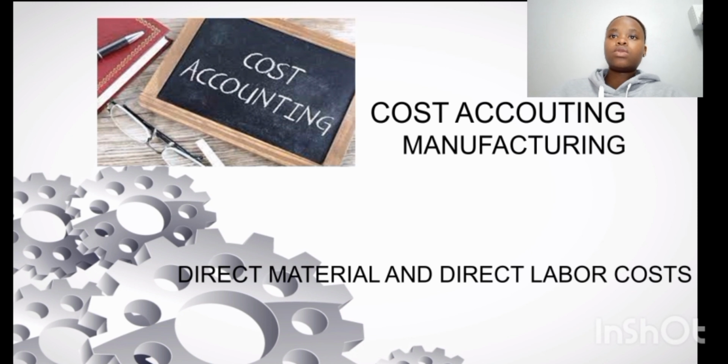In today's lesson, we're going to be doing cost accounting manufacturing, but specifically the direct material and direct labor cost, in order to be able to calculate your prime cost. So by the end of this lesson, you must know how to define the terms direct labor cost and direct material cost, as well as the prime cost. You must also be able to calculate the total prime cost, and you must also be able to record transactions that affect the direct labor cost and the direct material cost.